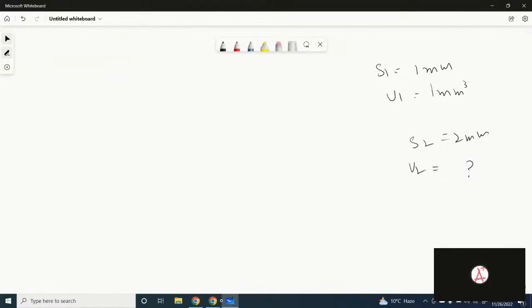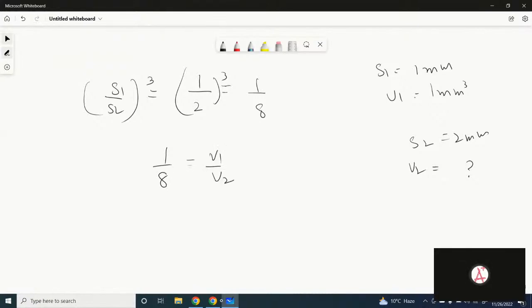Got it? It would be side 1 divided by side 2, and you have to calculate the cube. Side 1 is 1 and side 2 is 2. You just find the cube of the sides. It would be 1, and 2 cube is 8. Now just form the proportion 1 divided by 8 equals V1 divided by V2. So you are given V1, V1 is 1, and you have to find the value of V2. Got it? Just do cross multiplication, 1 times V2 and 1 times 8.